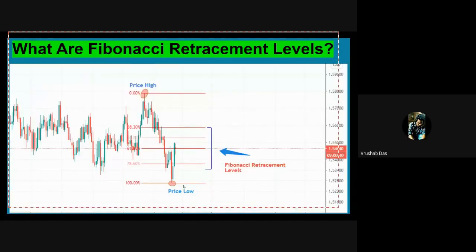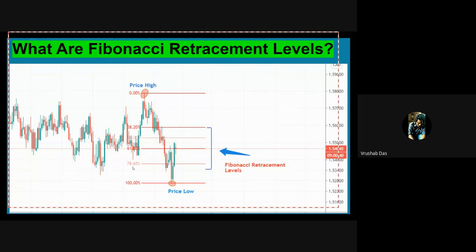Okay, so the percentage points that I am talking about are 23.6%, 38.2%, 50%, 61.8%, and 78.6%. These are the single percentage points required for the Fibonacci retracement. And this Fibonacci indicator, which is provided on most trading platforms, can be handy, as it indicates potential retracement levels for stock pairs and commodity prices.